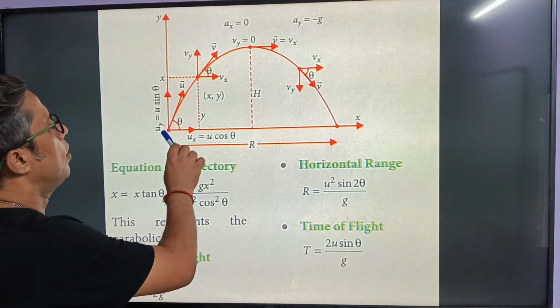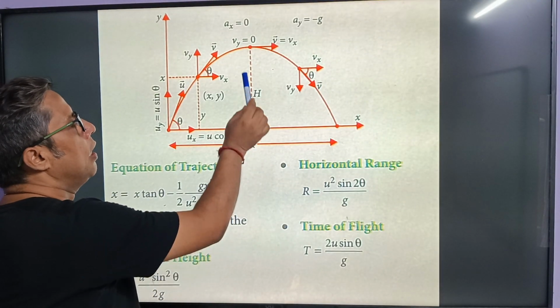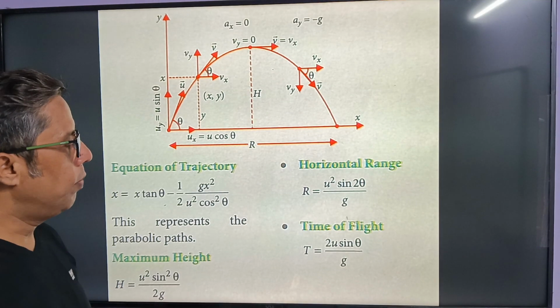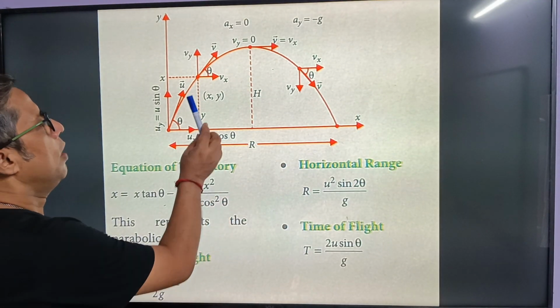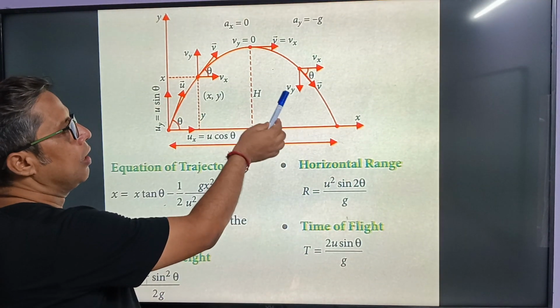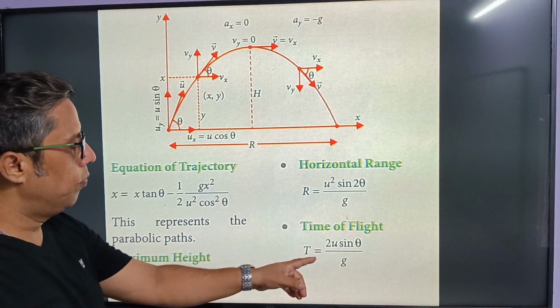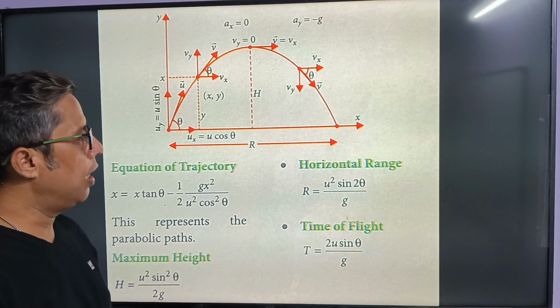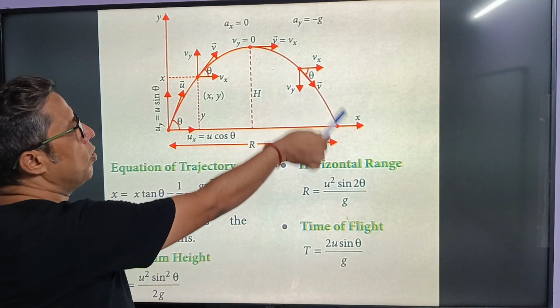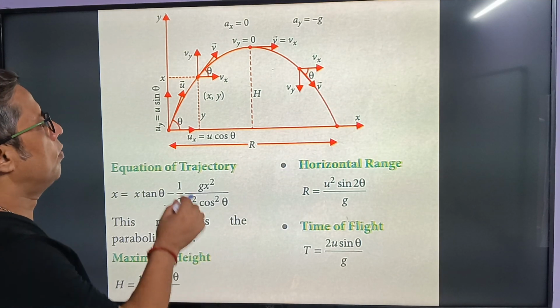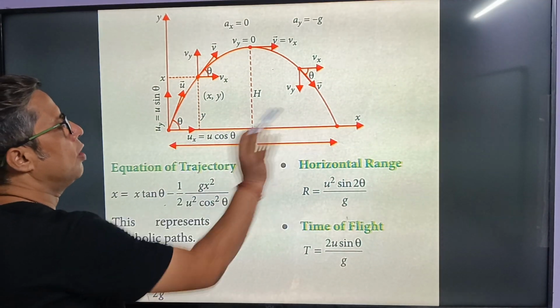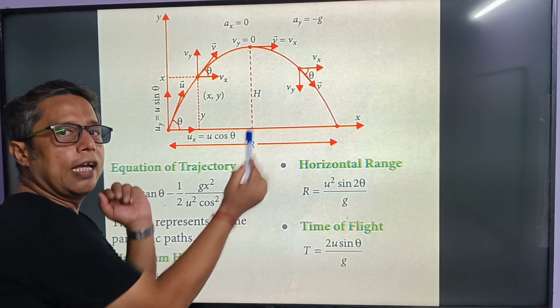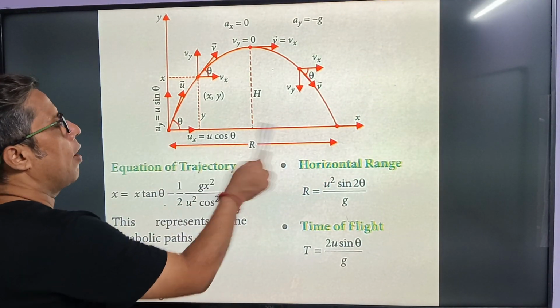The time required to go from here to here, vertically from this point to this point, will be u sin theta by g. And the total time is u sin theta by g in this zone and u sin theta by g in this zone. So in total it will be 2u sin theta by g, right? In this time, 2u sin theta by g, the object is simultaneously moving in the horizontal direction from this point to this point. This is called the range.